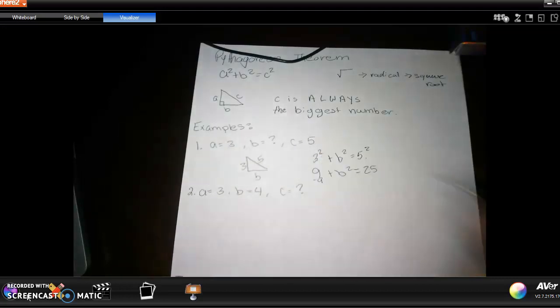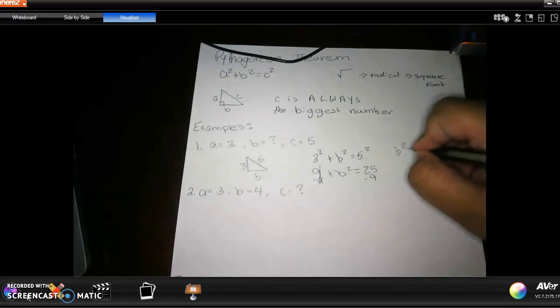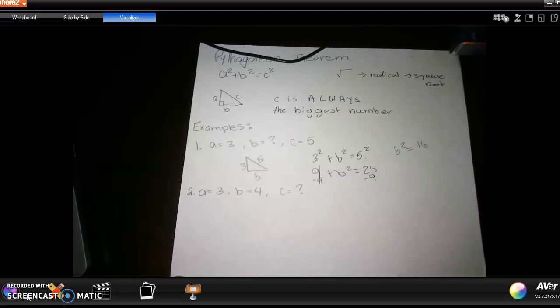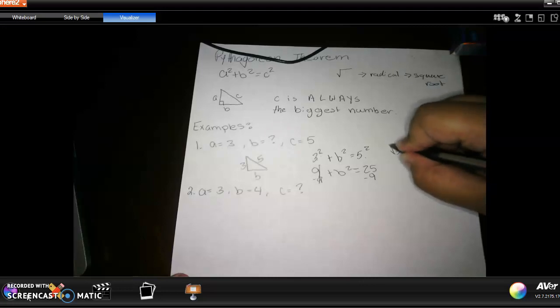If I subtract 9 on one side of the equation, I have to do it to the other side. 9 minus 9 is 0, so I have b squared equals 25 minus 9, which is 16. Now here is where our radicals come in. The radical is the opposite of squaring. Taking the square root of something is the opposite of squaring something, kind of like how multiplication is the opposite of division. So in order to undo the square, I have to take the square root.